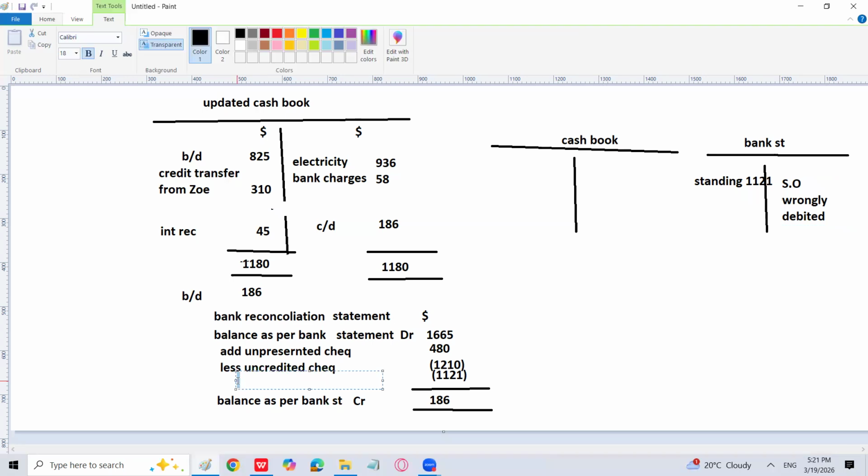यहाँ पे लिखेंगे: स्टैंडिंग ऑर्डर डिडक्टेड इन एरर.